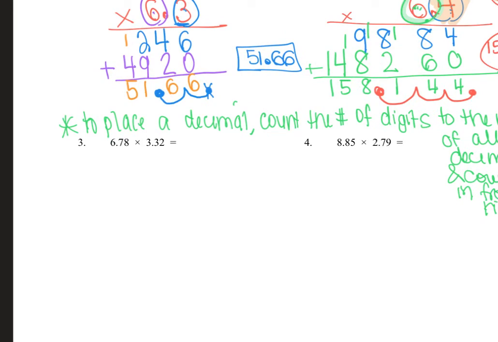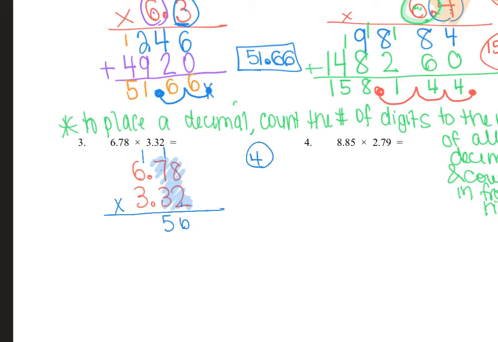All right, so looking at this one, we have 6.78 and 3.32. So remembering what my first step is supposed to be, looking at all my decimals to the right, I have 4. Okay, and now I'm going to start with the 2. 2 times 8 is 16. 2 times 7 is 14, 15. 2 times 6 is 12, 13. Now I'm going to have 1 placeholder.